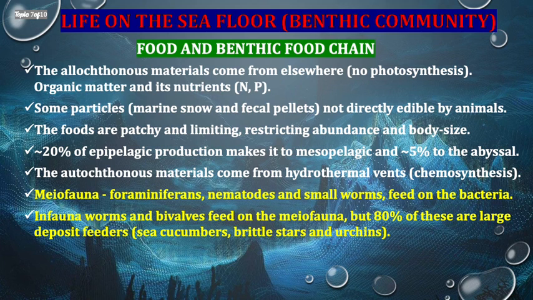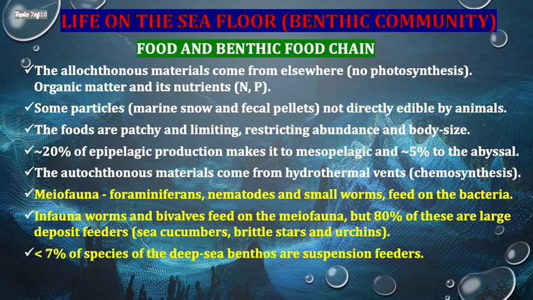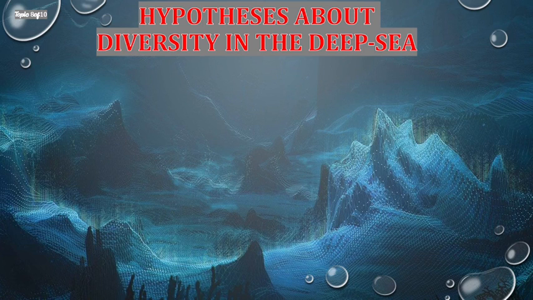The infauna worms and bivalves then feed on the meiofauna, so they are the secondary consumers in the typical food chain. However, about 80% of the secondary consumers are deposit feeders such as sea cucumbers, brittle stars, and sea urchins. In the benthic community, less than 7% of the species that live there are suspension feeders. The top predators in this community are classified as fishes, squids, and of course sea stars.